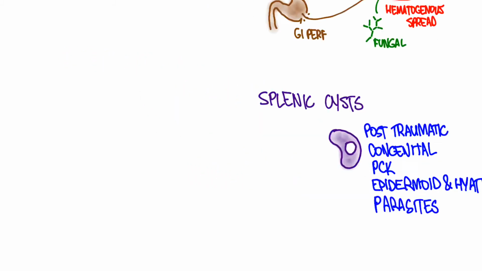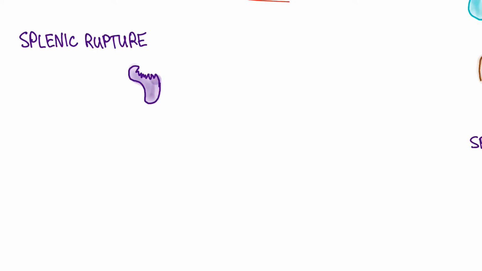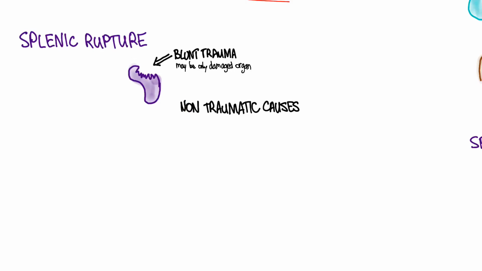And now let's move on to splenic rupture, and one of the main causes of this is blunt trauma, and it may be the only damaged organ. And there are a number of other non-traumatic causes as well.